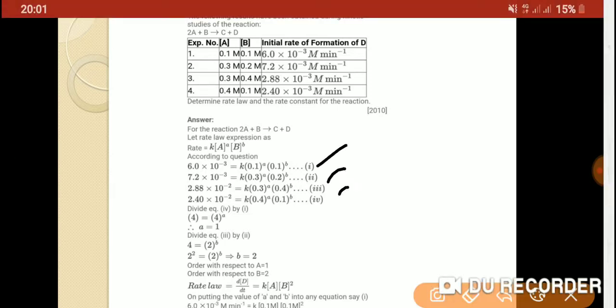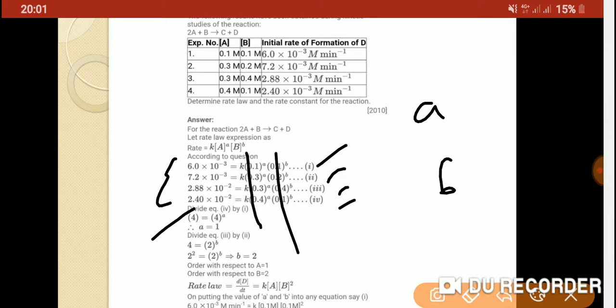You can check 1, 2, 3 and 4. Put down all the rates here. Put down all the active masses of A and B, and the powers. You don't know the order of the reaction, so you just put down the powers of the active mass of A as a and of the active mass of B as b. Then you will get the values of a and b after solving the equations with each other.